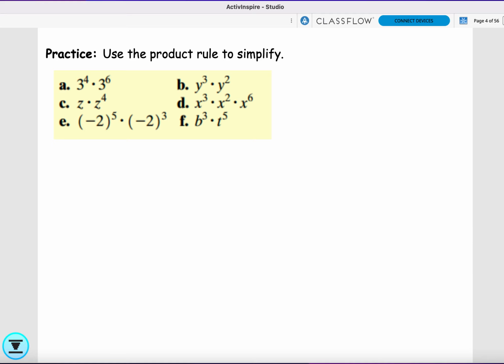I'm going to go ahead and just work straight through it. Make sure you pause if you're trying this. Do it yourself and then check your work with mine at the end.